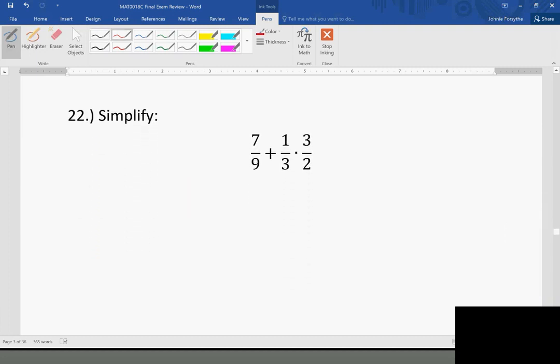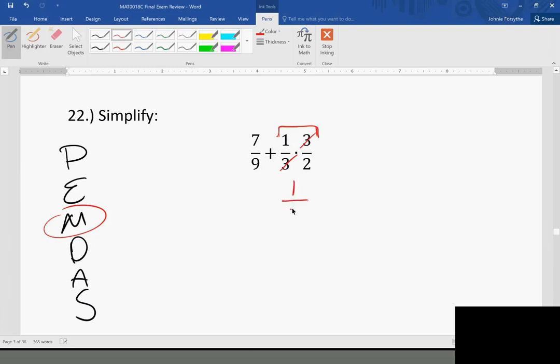22. Simplify. 7 over 9 plus 1 over 3 times 3 over 2. So we want to follow order of operations here. And I don't have any parentheses, I don't have exponents, but I do have multiplication and I have some addition. So I want to do that multiplication first. So I'm going to multiply here. So 1/3 times 3 over 2. So you can actually cancel out these common factors, and I'm just going to be left with 1 over 2.